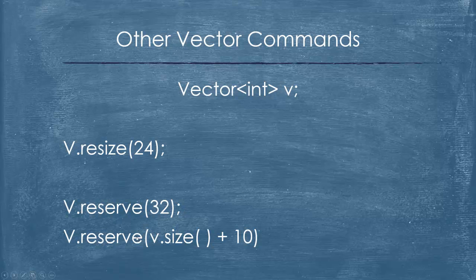Or I could do something like reserve whatever the size is now, add 10. And that way, if I don't know how big it is, but I know I'm about to add 10 items to it, I can just do, hey, size, add 10. So you can see there's a lot of neat ways to manipulate a vector and change the size. Make it shrink, make it grow. Whatever you're doing in the game or the code, you can change the vector to accommodate that.